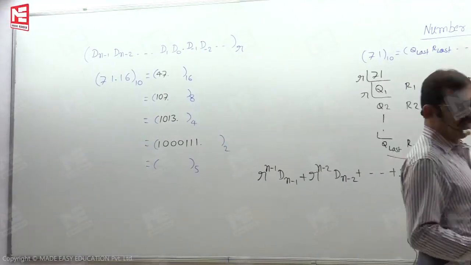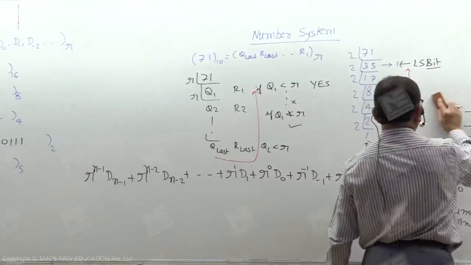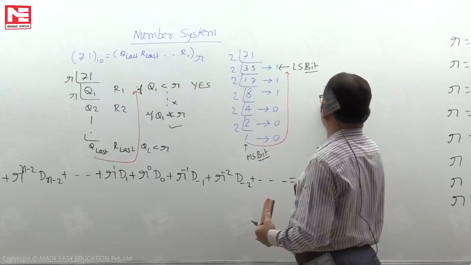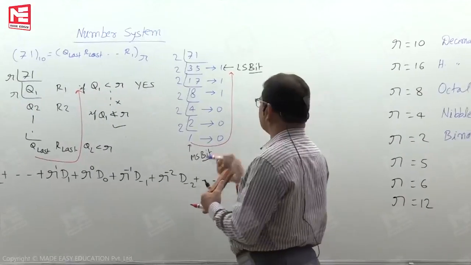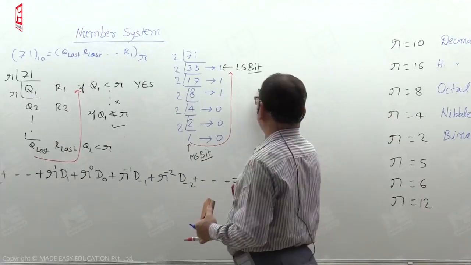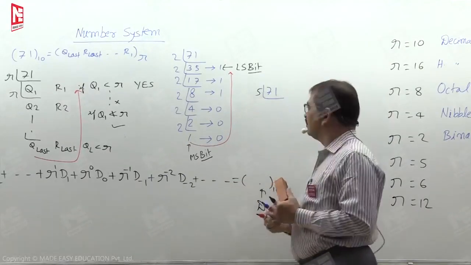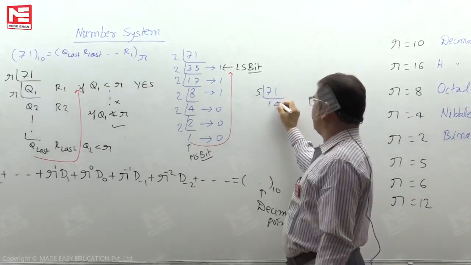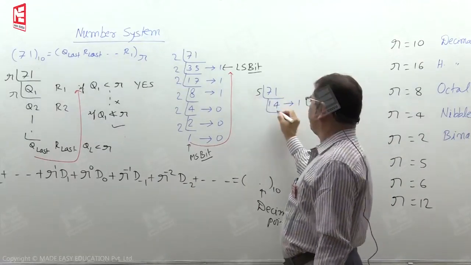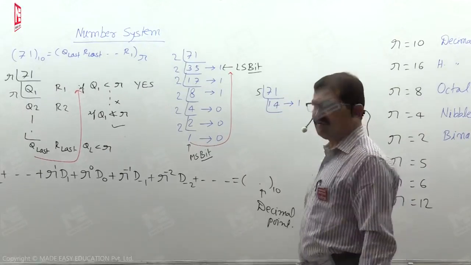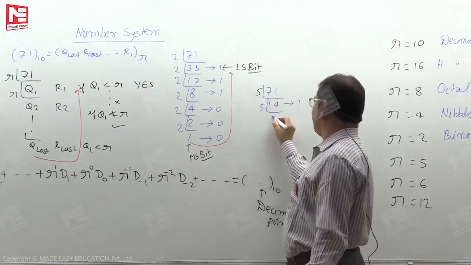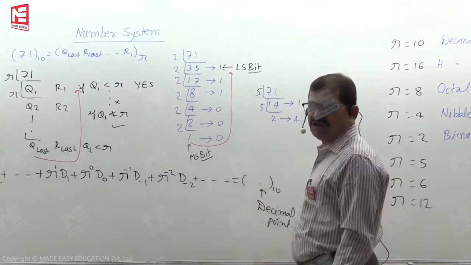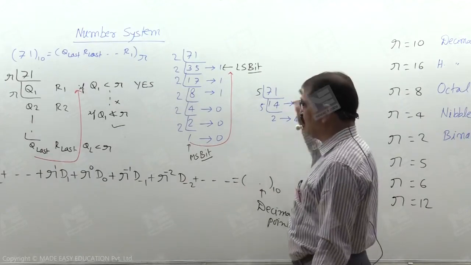Similarly, let us try the equivalent radix 5 number. It must be divided by 5. 5 14s are 70, the remainder is 1. The coefficient is not smaller than the radix, so further division is possible. 5 2s are 10, the remainder is 4. The coefficient 2 is smaller than the radix, so further division is not possible. So the number is 241.